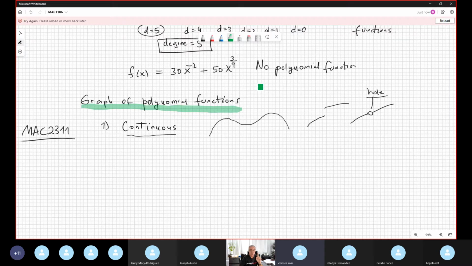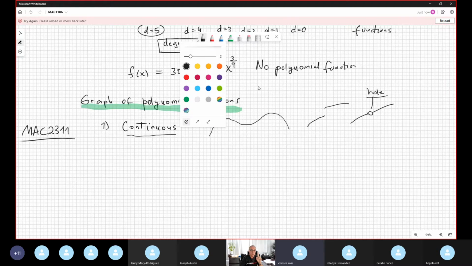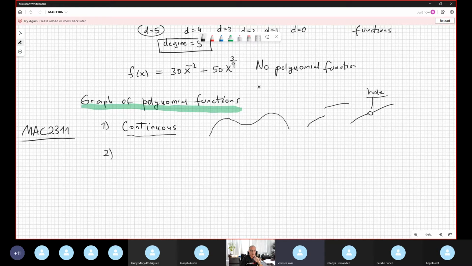And also, another important property, number 2, is smooth. What does smooth mean? This is smooth also. But for example, a function does not need to be continuous to be smooth. Smooth is a little bit more important. Suppose this function, boom, is continuous.